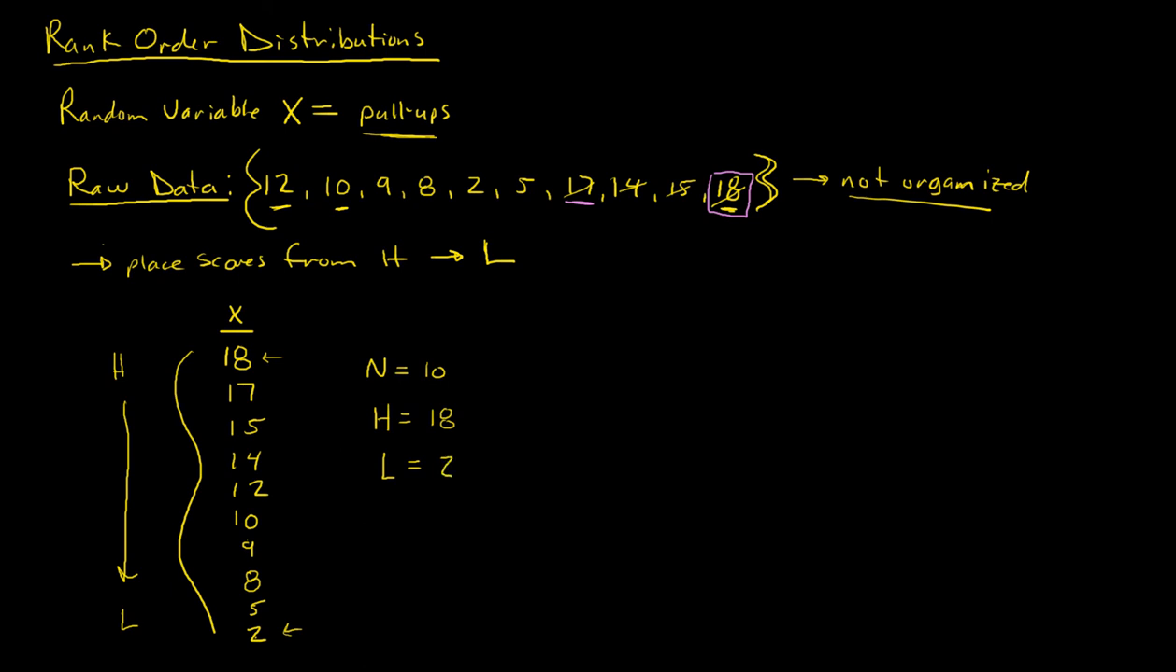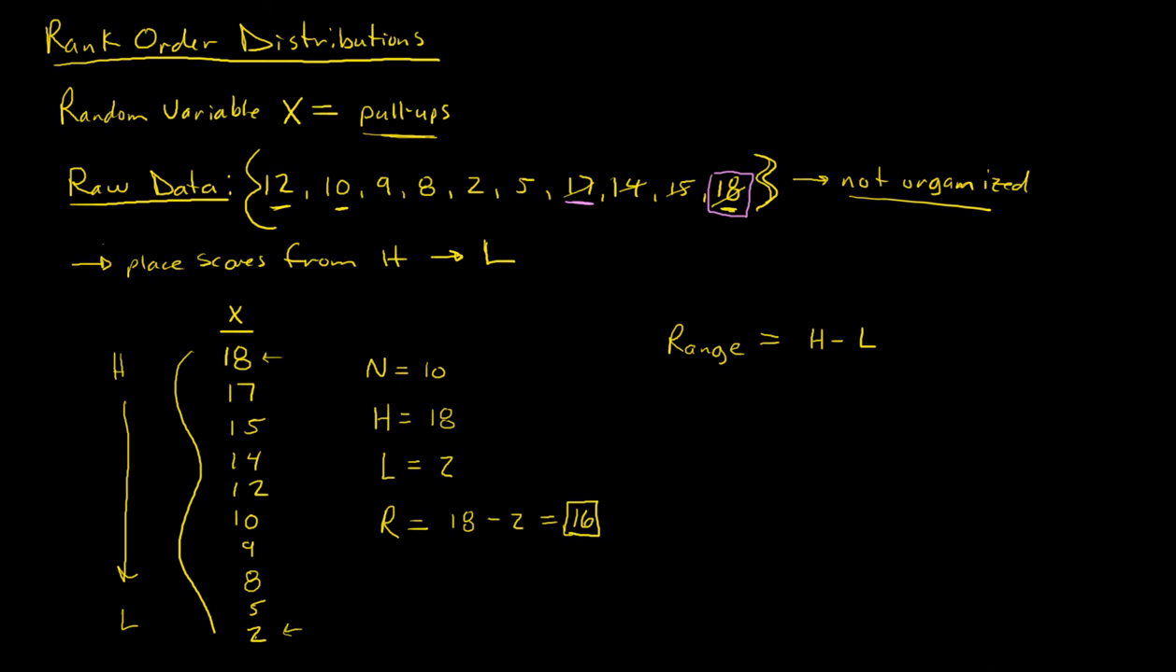Well, this also allows us to do something like calculate the range. Well, what is the range? The range is defined as the high score minus the low score. So if we just do the simple arithmetic here, 18, which was our high score, minus our low score, which was 2, so the range here would be 16. So you can kind of see there's a rather large spread in this particular group and the ability to perform this pull-up skill.